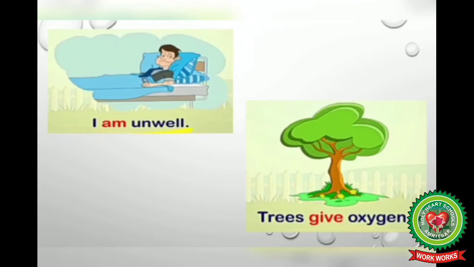I am unwell. Am in a sentence indicates current situation of a person and an action takes place in the present, so it is your present tense. Trees give oxygen. Give in a sentence indicates general truths or facts, so it is your present tense.